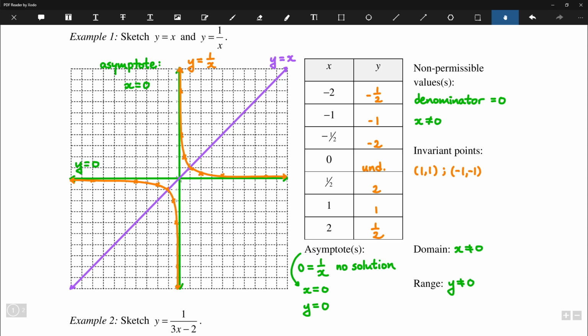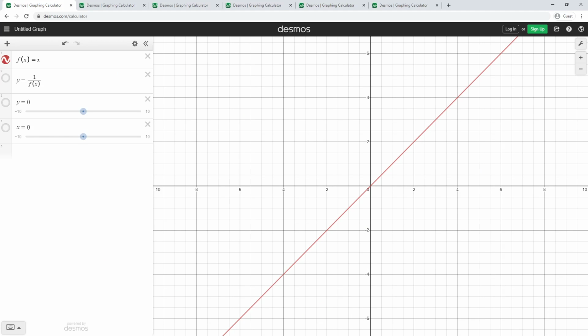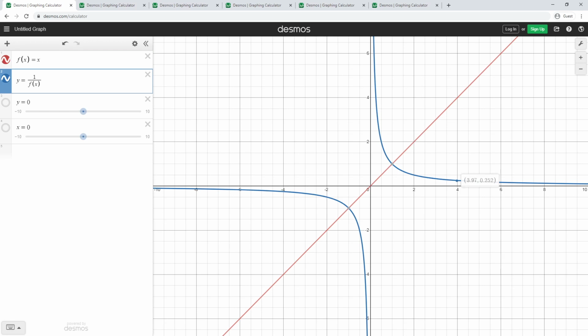So here is the same graph drawn on Desmos. Again, we began with y equals x, the original function, and then we take its reciprocal, and this is the resulting graph, as we saw in the notes as well. And the two asymptotes: y equals 0, the horizontal asymptote, in green here. It's a little bit hard to see. Here we go. And then the vertical asymptote at x equals 0 as well. All right, so the important thing to note here is the invariant points 1, 1, and also -1, -1.